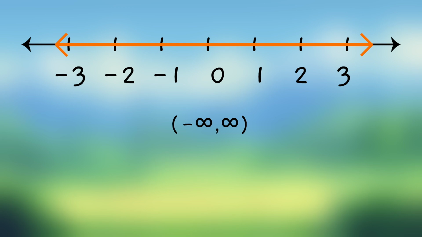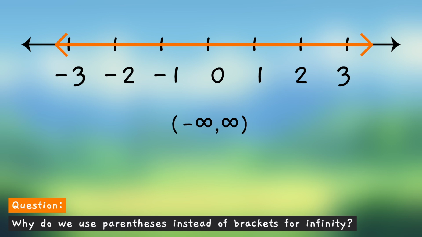Here's a question for you to consider. Why do you think we use parentheses instead of square brackets next to infinity and -infinity?